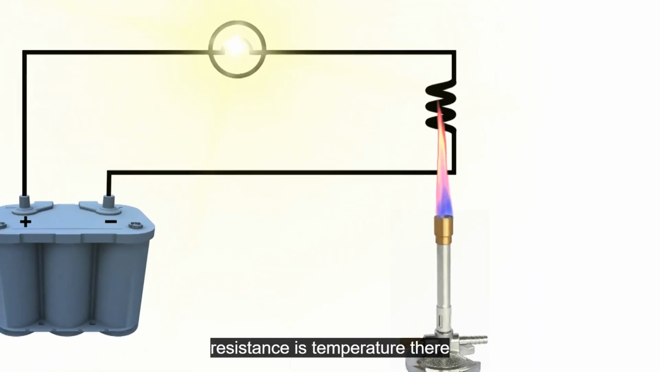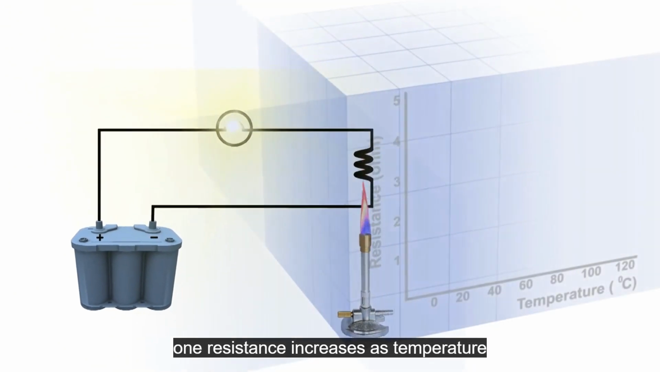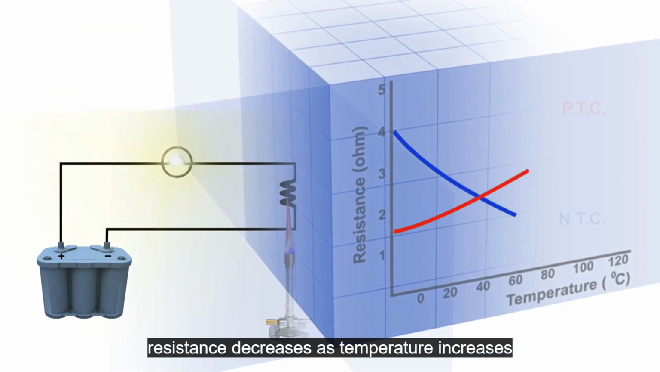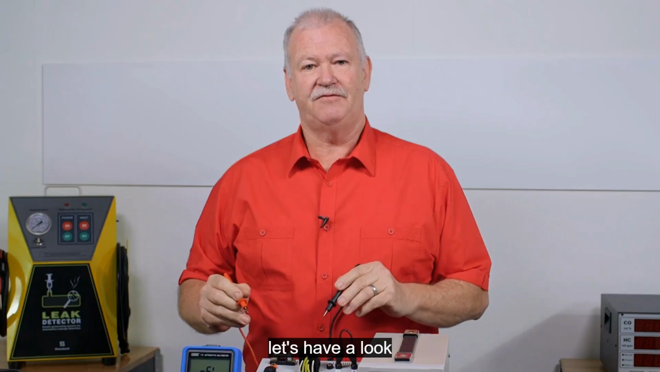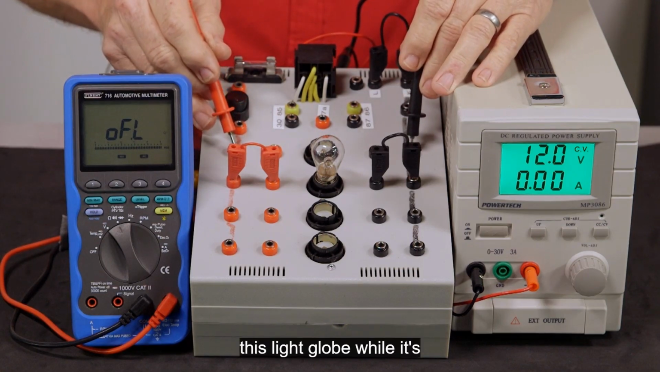The last effect on resistance is temperature. There are two different effects. With one, resistance increases as temperature increases, and with the other, resistance decreases as temperature increases. Let's have a look at these two effects. I'll measure the resistance of this light globe while it's cold.